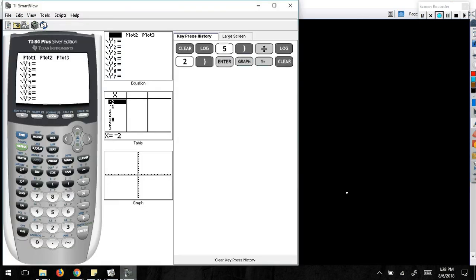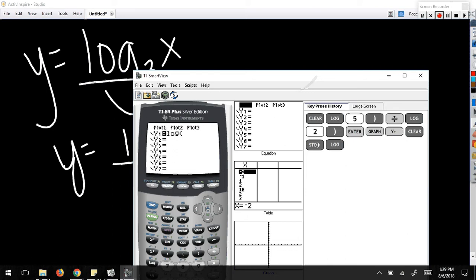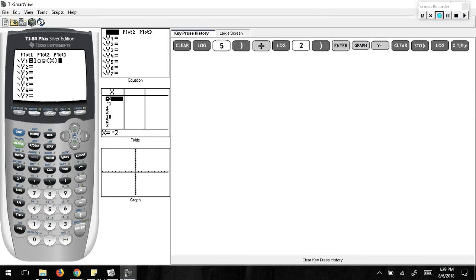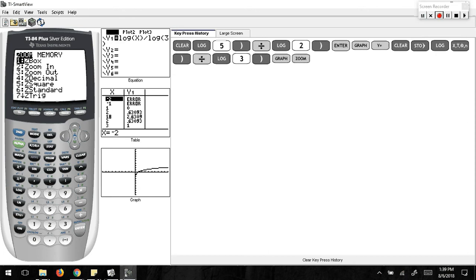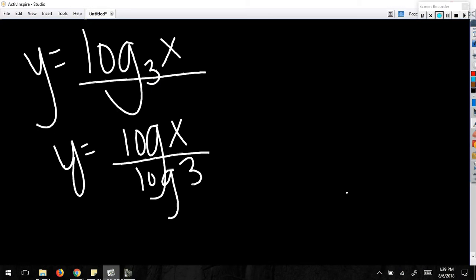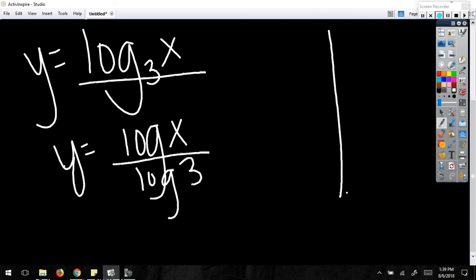So I'm going to type log x divided by log 3. If you just hit graph, and maybe yours doesn't show up right away, you might want to do zoom number 6 for a standard window, and you can adjust that window as you need. There's a couple things I want to look at. Let me come to another page so we have plenty of room. Again, this is log base 3 of x.